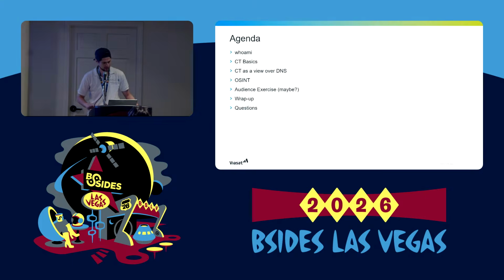But here's our agenda. I've got a quick who am I. We're talking about certificate transparency. I use a lot of abbreviations because it's a mouthful. So CT, certificate transparency.